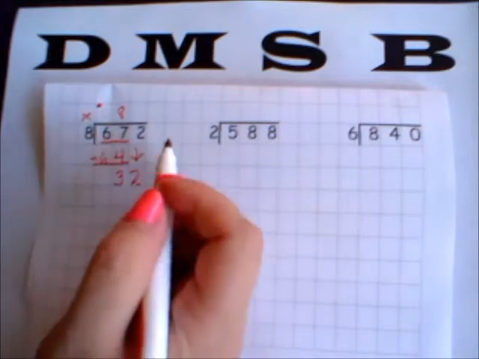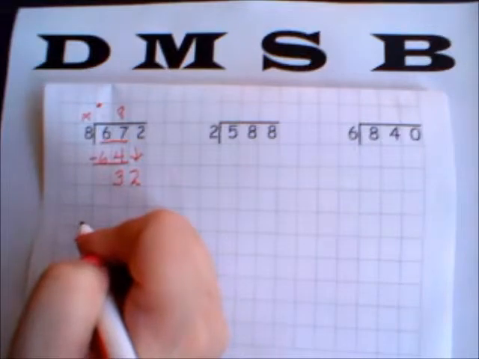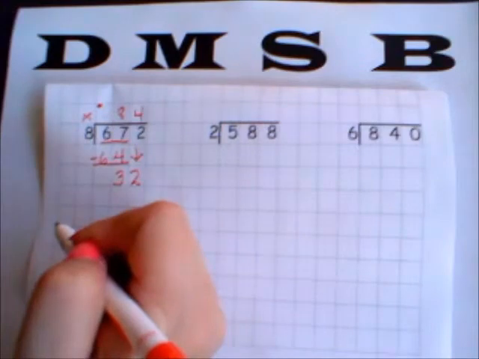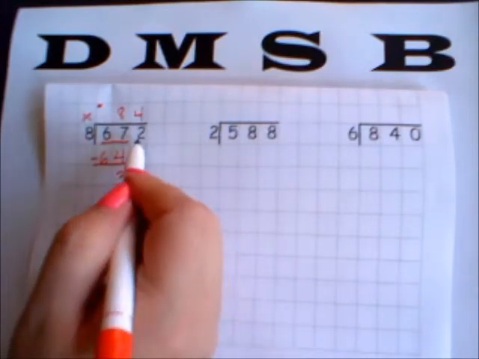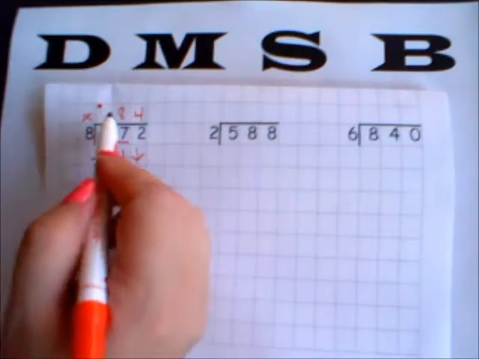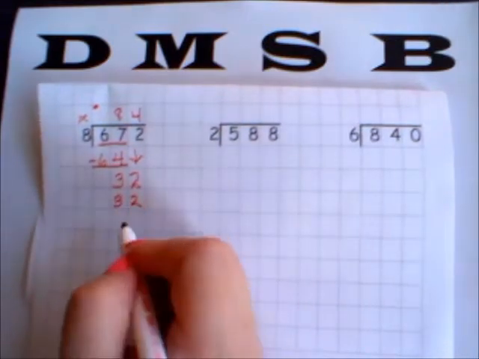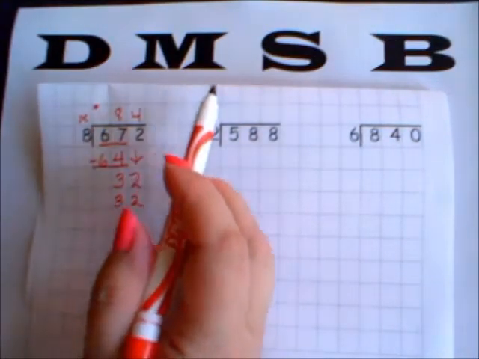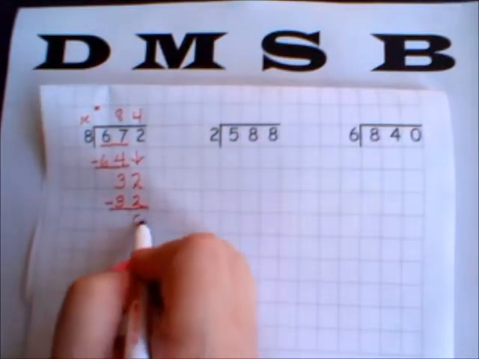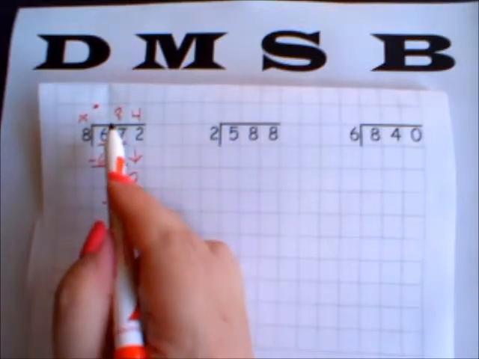Now we're asking, how many times does 8 go into 32? 8 goes into 32 4 times. Oops, we're dividing again, right? We started over. And we're putting our answer over our 2. 4 times, multiply, right? 4 times 8 is 32. Then our next step is to subtract. When we subtract, we get 0. We have nothing left to bring down. So our answer is 84.